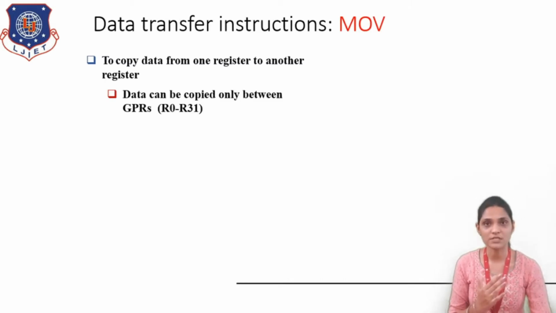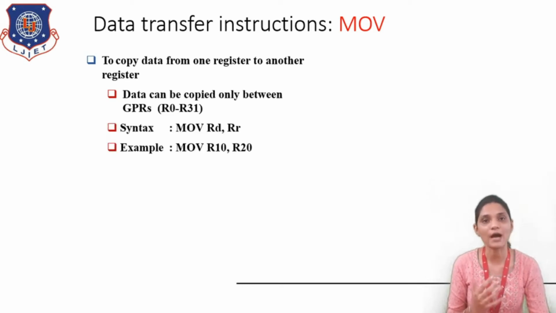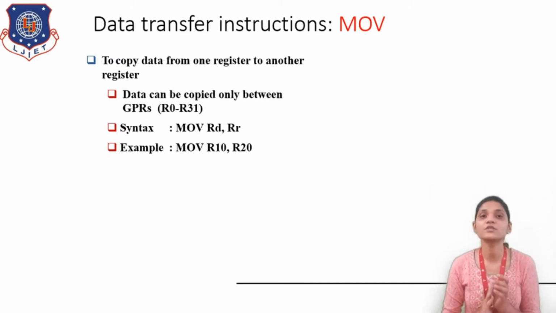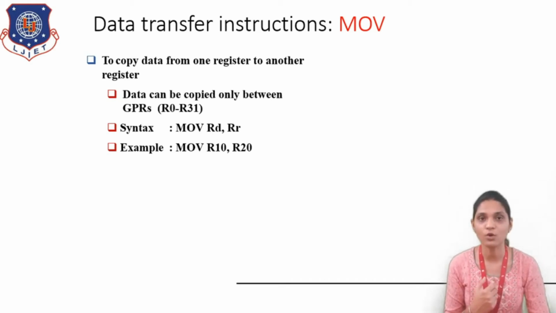First one is the MOV instruction. This instruction copies the data from one register to another register, and this data can be copied between any general purpose registers, that are R0 to R31. So you can use any of these 32 registers. And the syntax for this instruction is MOV, that is your opcode, or you can say operation code. Then you have RD, that is your destination register, where you want to store the data, and RS, that is your source register, or you can say where is the data that you want to store.